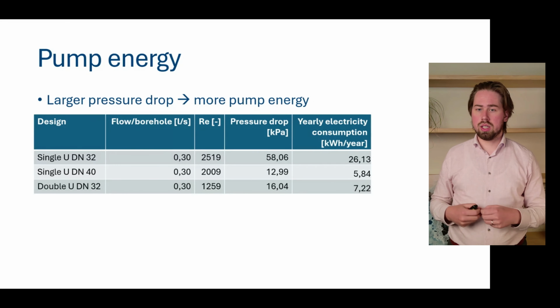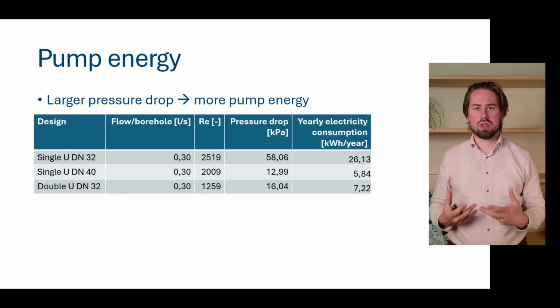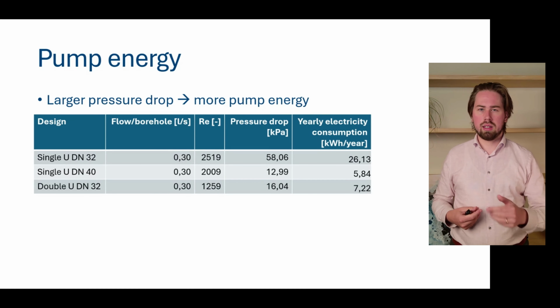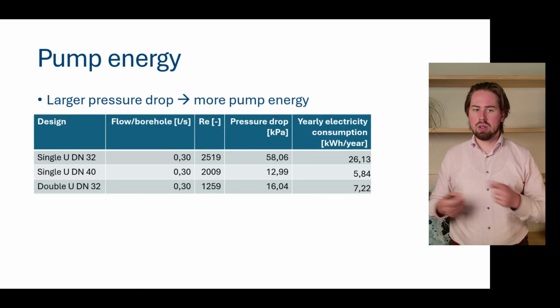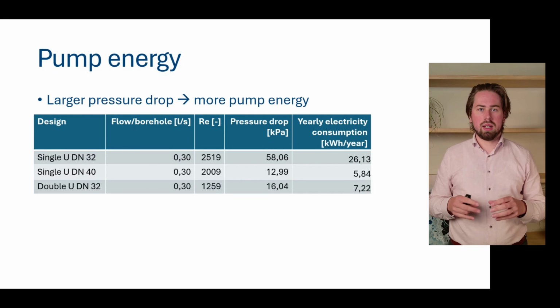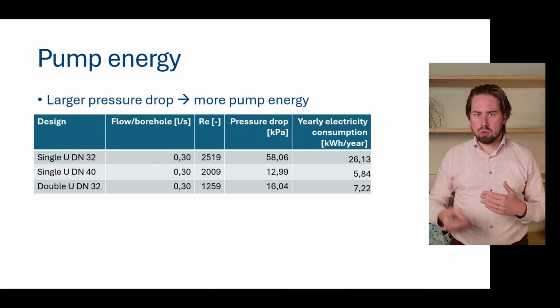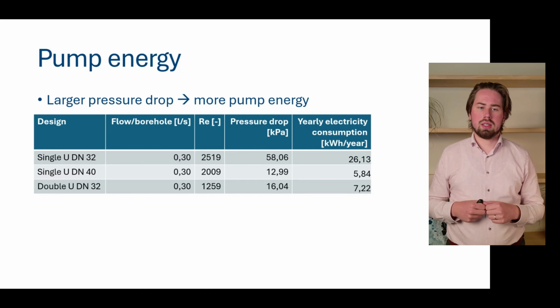If we go to the single DN40 or the double DN32, we are both laminar, below the 2300 Reynolds number, and the pressure drop is hence also significantly lower, as is the yearly electricity consumption. And what is interesting here is that from a pump electricity consumption perspective, our single DN40 is the better solution when compared to the double DN32. And that's because we have a different contact area, as we explained earlier, meaning that we have less friction and the pressure drop is lower in this case.